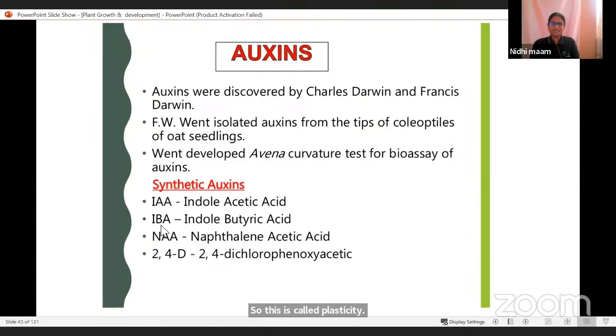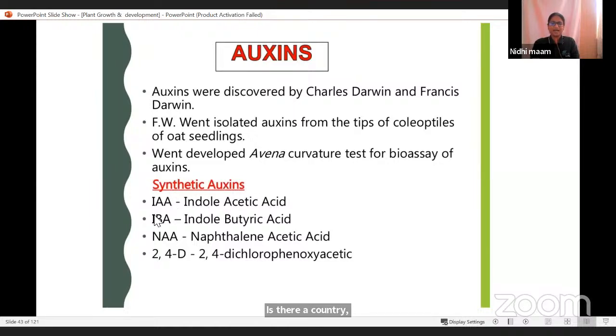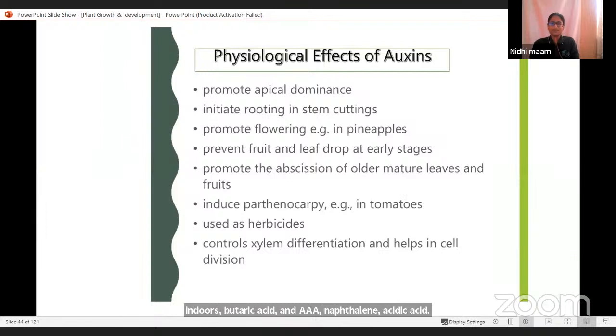In auxins, you have to concentrate only on the synthetic auxins. It was discovered by F. W. Went, who isolated it. IAA is indole acetic acid, IBA is indole butyric acid, NAA is naphthalene acetic acid. So these all are derivatives of auxins.